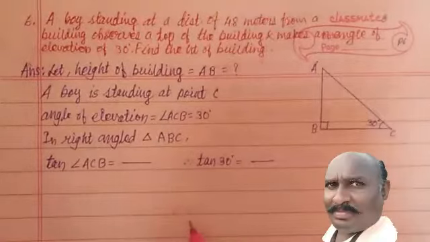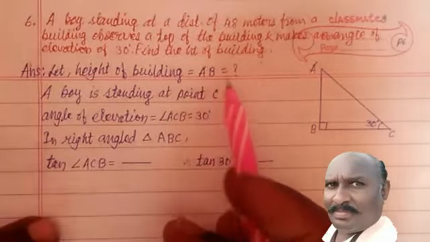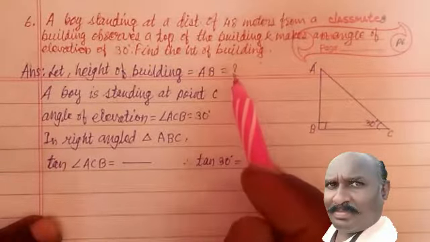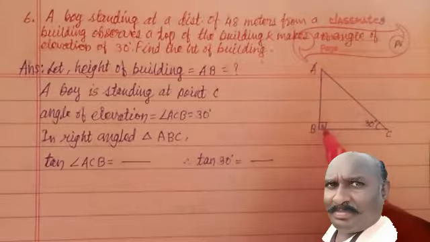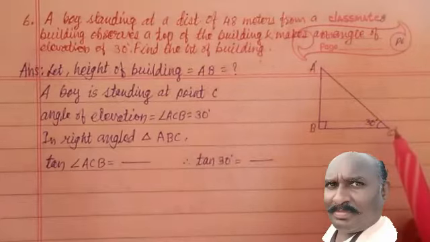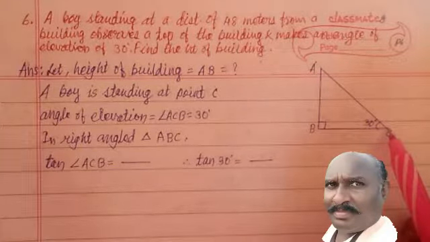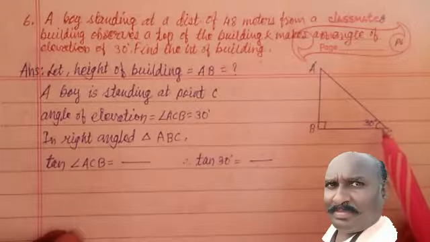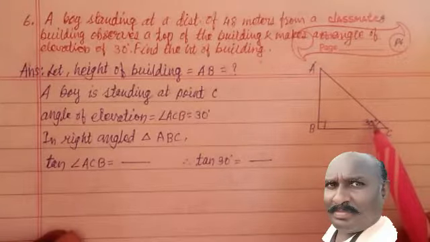Now answer. Let the height of the building be AB. That is what we have to find out, the question mark. This AB is the height of the building. Now a boy is standing at point C. Here the angle of elevation, this angle ACB, is equal to 30 degrees.